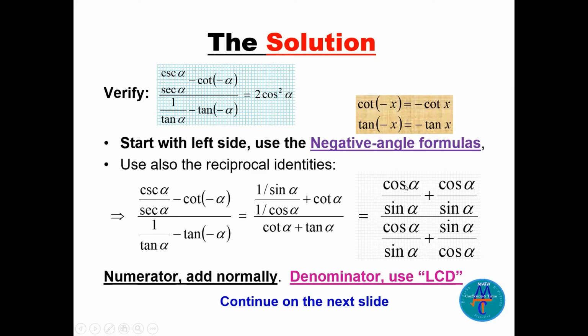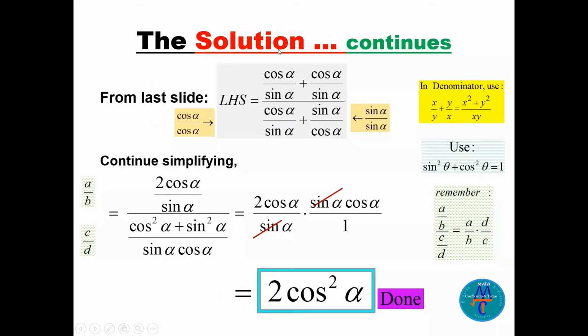Now let's look at the numerator here. In the numerator we have the same denominator, so it's easy to add normally. In the denominator, we see sine of alpha and cosine of alpha. In the denominators of the denominator, they are different, so we need the least common denominator, LCD. From the last slide, we have seen the left-hand side is equal to this complex fraction.